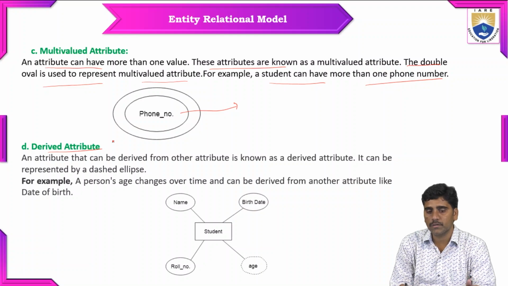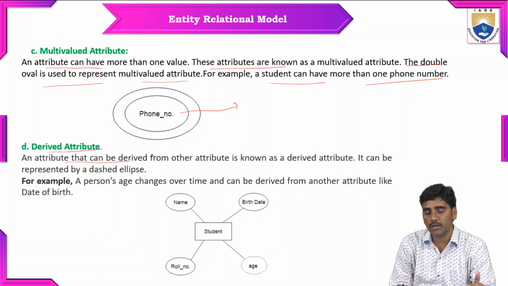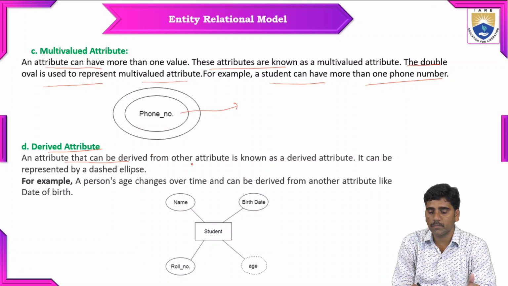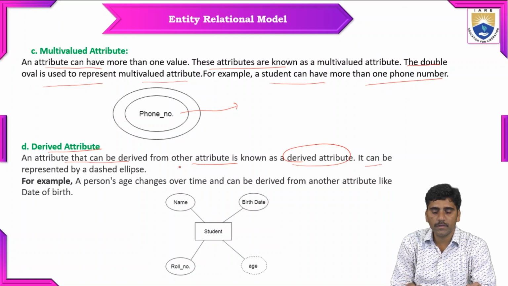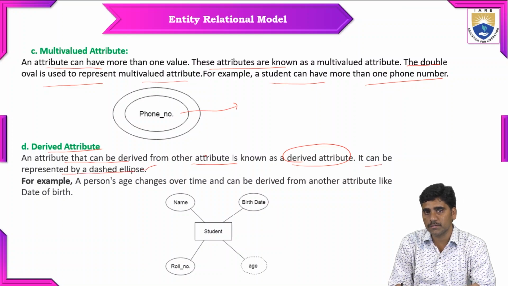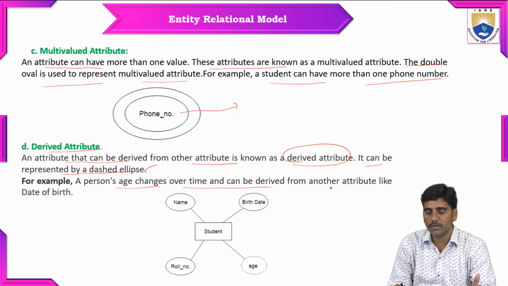The derived attribute. An attribute that can be derived from another attribute is known as a derived attribute. It can be represented by a dashed ellipse symbol. For example, a person's age changes over time and can be derived from another attribute like date of birth.